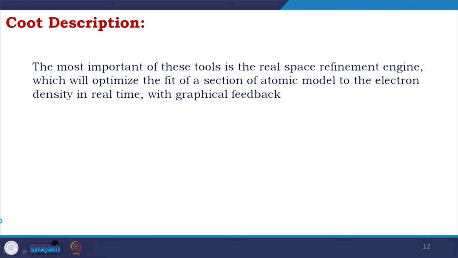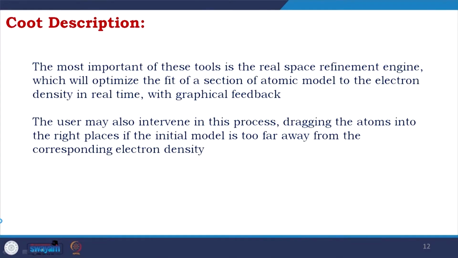The most important of these tools is the real space refinement engine, which will optimize the fit of a section of atomic model to the electron density in real time with graphical feedback. That is what I am talking about. You have the electron density, you build a model, and then you allow the refinement, it would automatically fix up your errors based on the values which are in the library.